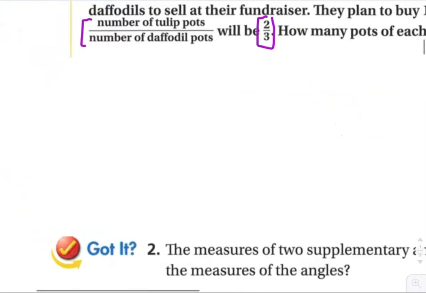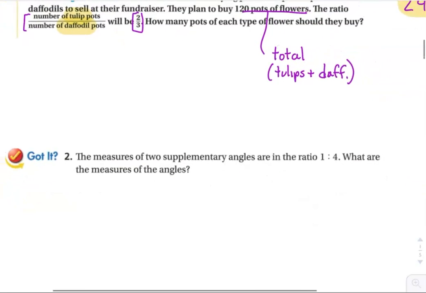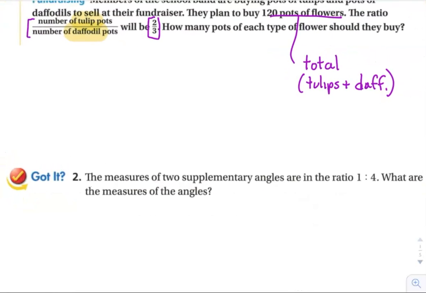And then this ratio isn't part to whole. The 2 to 3 here, you guys see 2 represents the tulips and 3 is for the daffodils. So it's not like 2 tulips to all of them. So just be careful if you're rushing through this, you might be solving this incorrectly. So I'll show you guys the way to approach this.